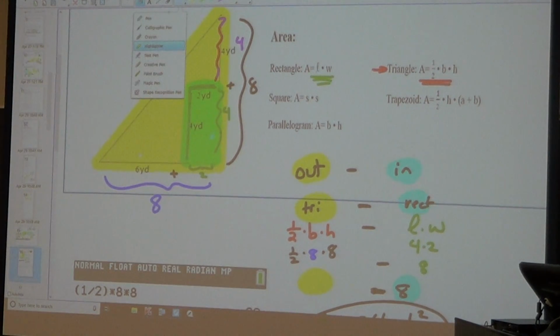Let me get back to my little duty. Perimeter is plane. Area is square. Volume is cubed. And if you don't put the right units, they will mark you wrong in a heartbeat.